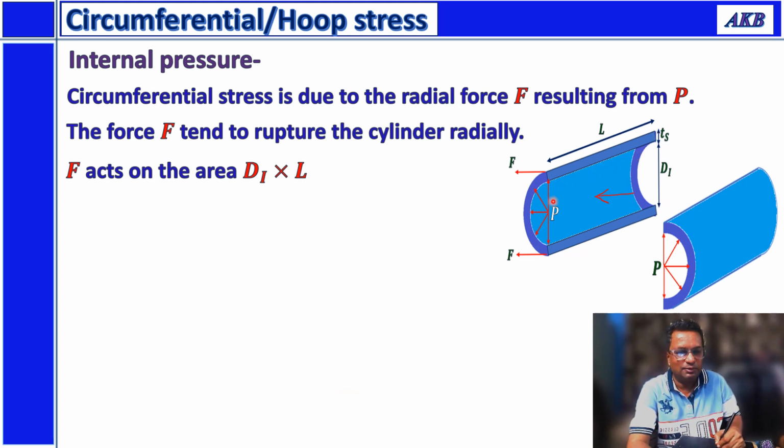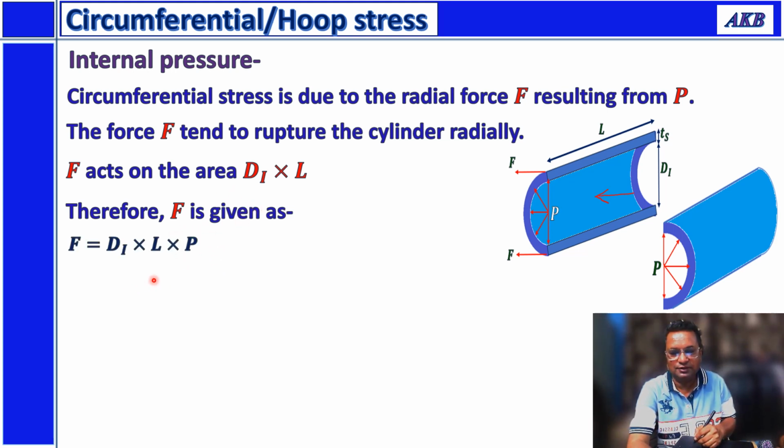Area available will be this area. And what is this area? This area is the length of the cylinder into its internal diameter. So F is acting on this area. That's why I'm saying the radial force F is acting on the area Di into L. Therefore, if you know this fact, F will be given by this equation.